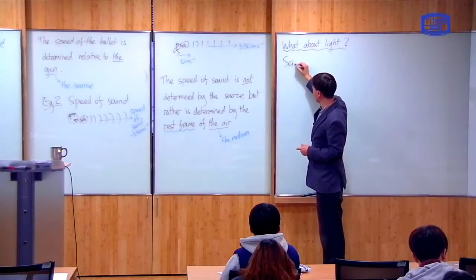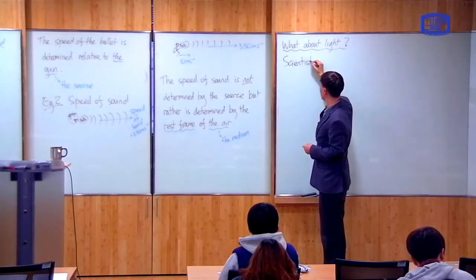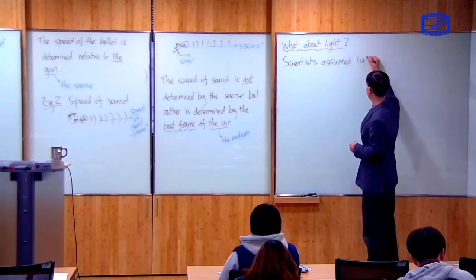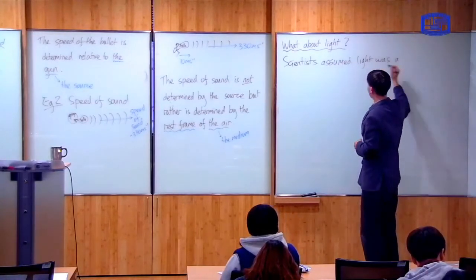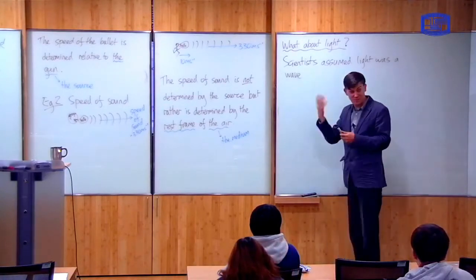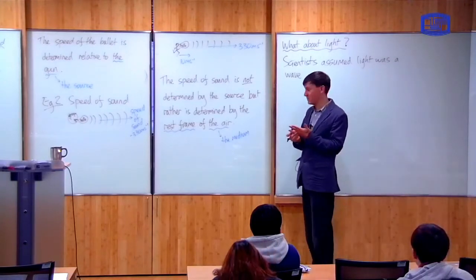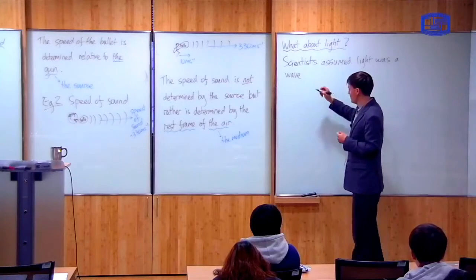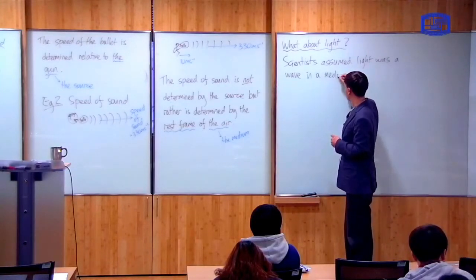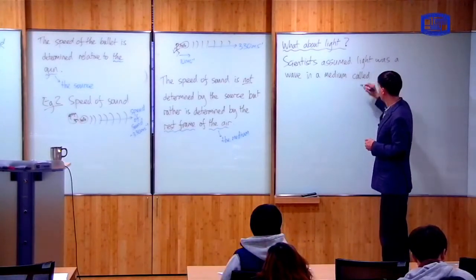So scientists at the time assumed that light was a wave. There was some experimental evidence for that, which we're going to talk about later on in this course when we talk about quantum mechanics. So they assumed it was a wave in a medium called the ether.